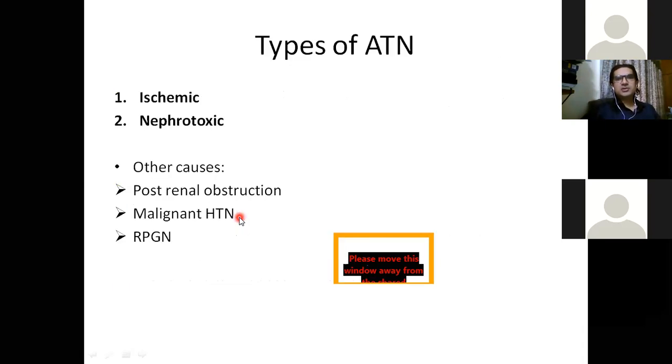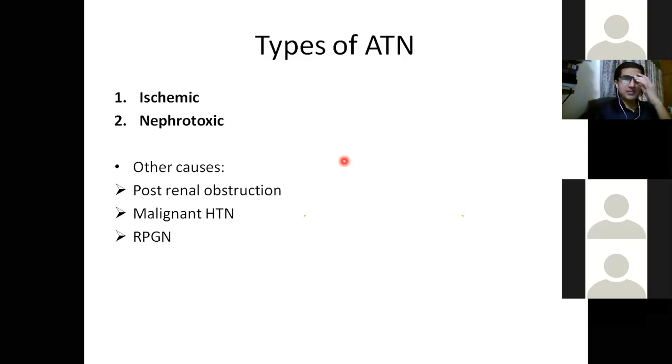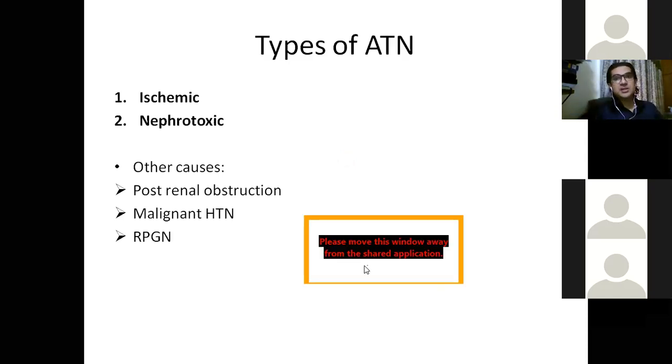So as I told you, there are two major types of acute tubular injury. One is ischemic type and one is nephrotoxic type. Although there are some minor causes as well, at this point, just remember that there are two major types or two major causes of acute tubular necrosis or acute tubular injury. One is ischemic type and the second one is nephrotoxic type, right?